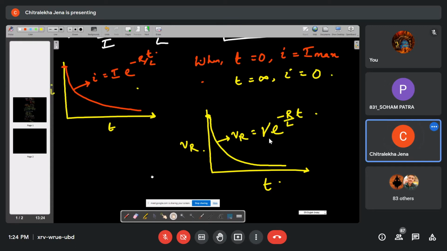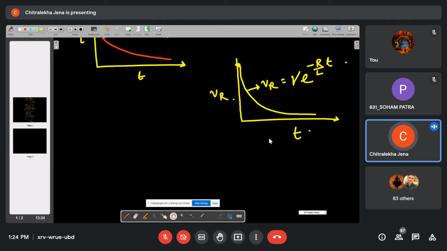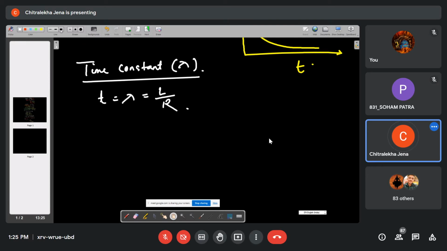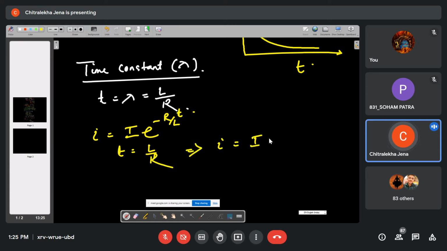Okay, very good. So now here I want to tell you what is time constant. It is denoted as lambda. So when you take t is equal to lambda, that you take as L by R. Substitute. What is my equation of the current? Current equation is i is equal to I e to the power minus R by L into t. You substitute t is equal to L by R. This implies i is equal to capital I to the power of minus 1, which is equal to how much? 0.632 into I. Got it?